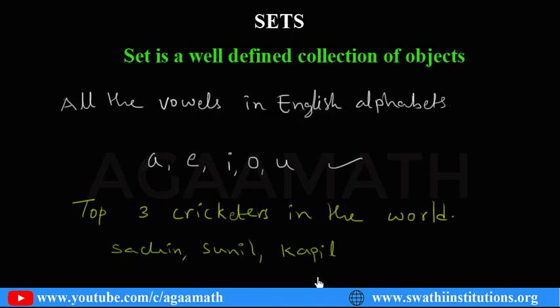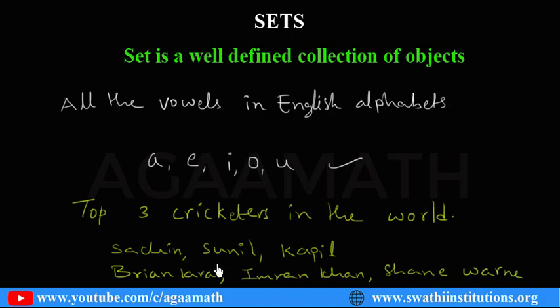But according to others, it may be different. Somebody may say Brian Lara, Imran Khan, Shane Warne. According to me, these are the top 3 cricketers in the world, and according to another person, these 3 are the top 3 cricketers.